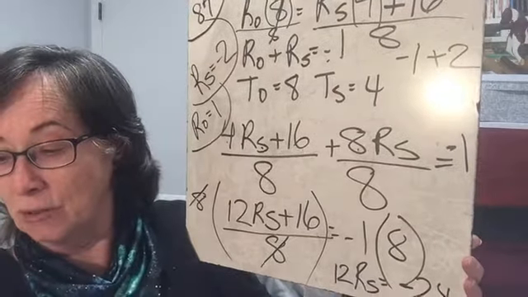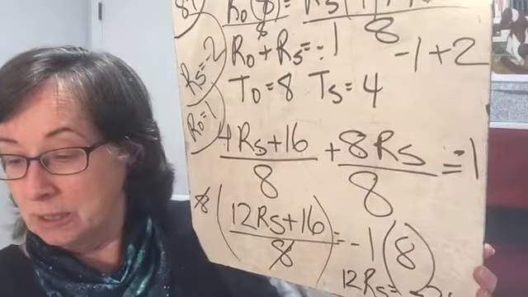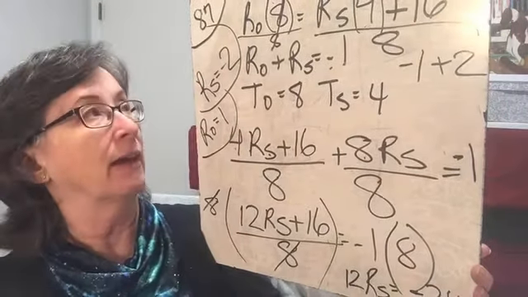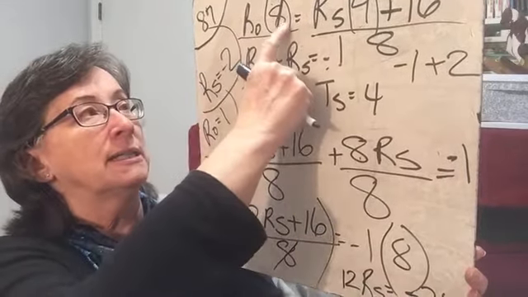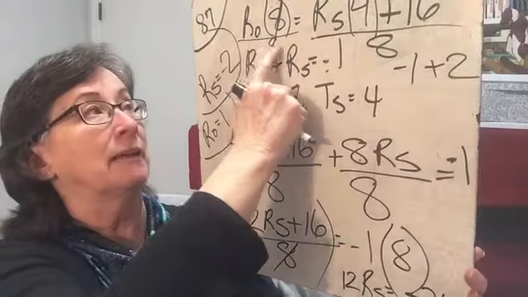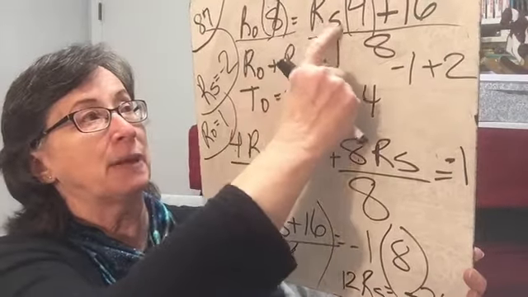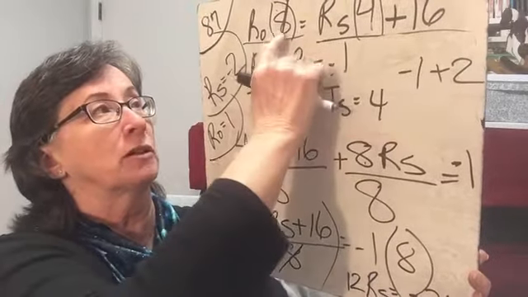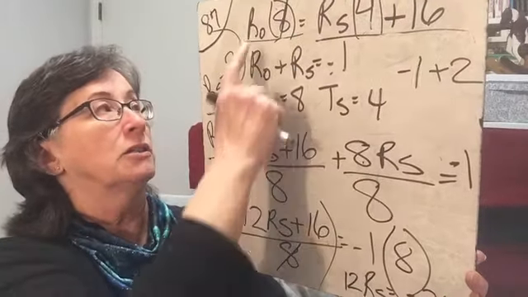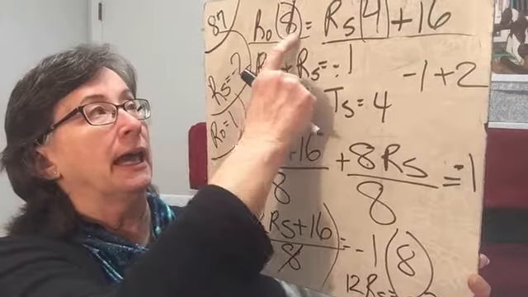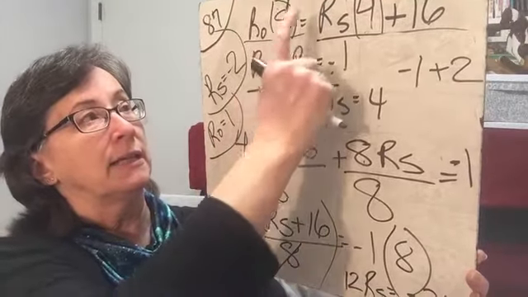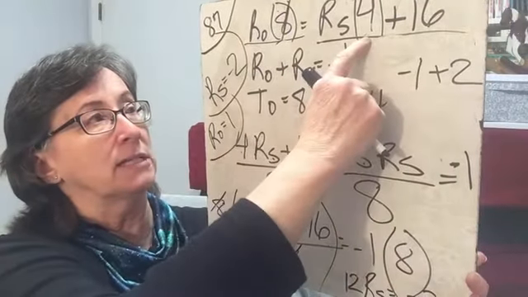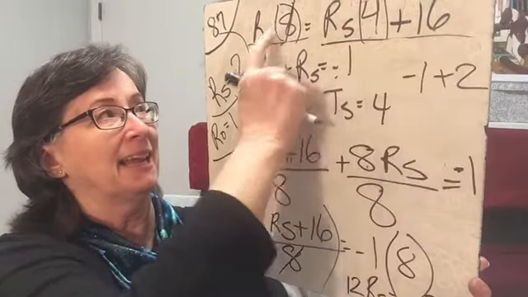We had r sub o times t sub o equals r sub s t sub s plus 16. So let's see. We had r sub o t sub o. They already gave us that was 8. It is equal to r sub s t sub s plus 16. So before we divided by 8, this was our original. That's an 8. That's a 4. So we have r sub o is 1. 8 times 1 is 8 equals r sub s is negative 2, so this is going to be negative 8 plus 16 is 8, and that side is 8.